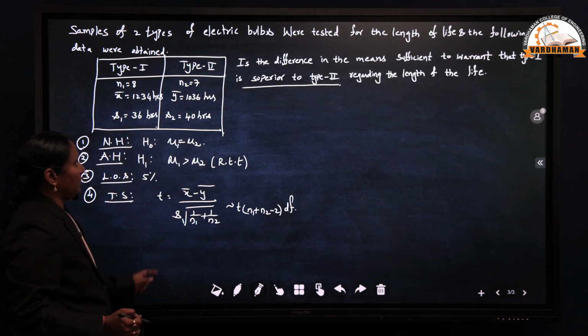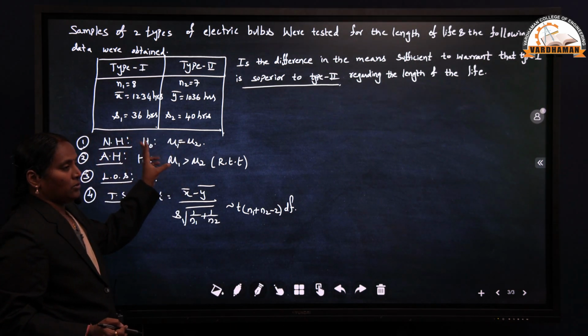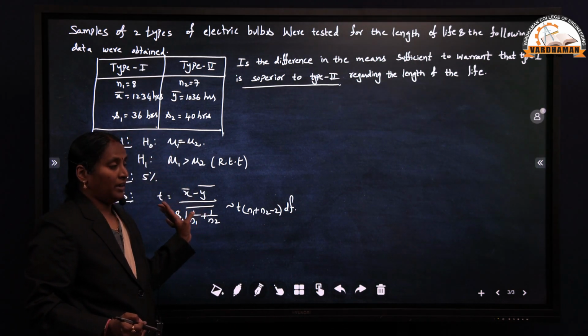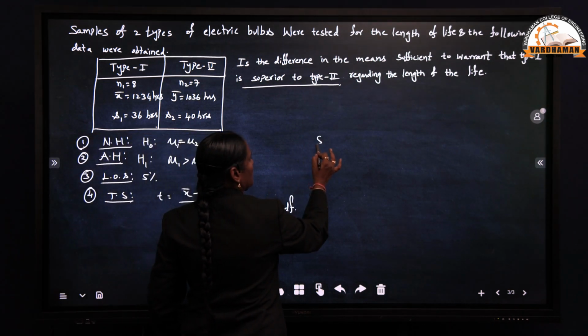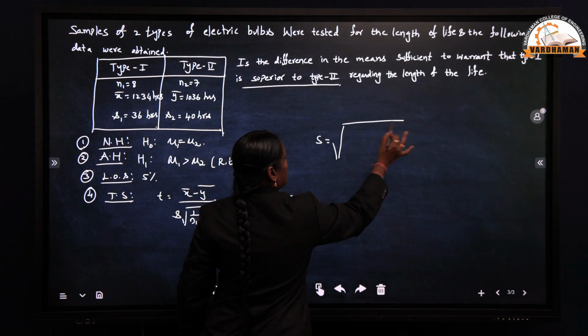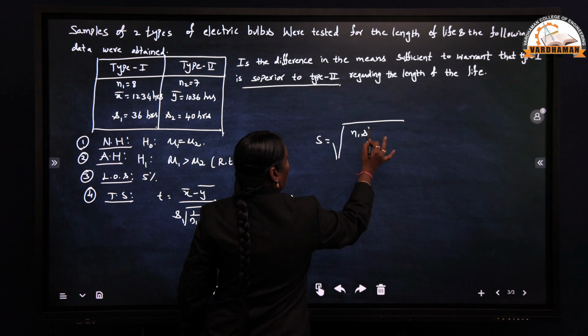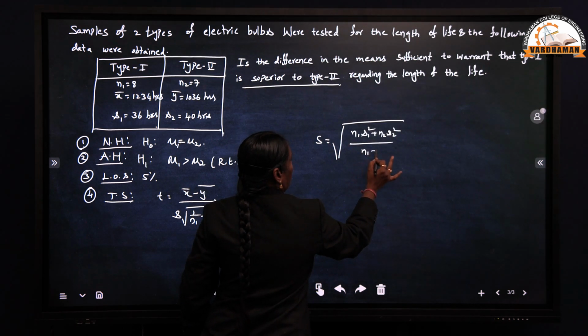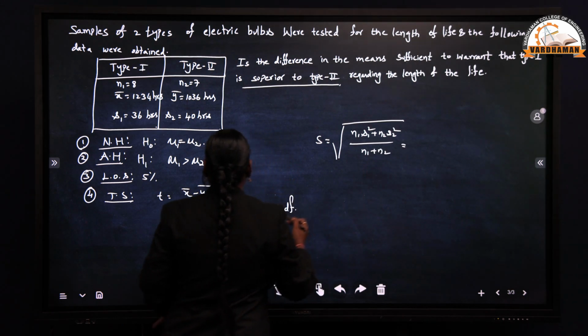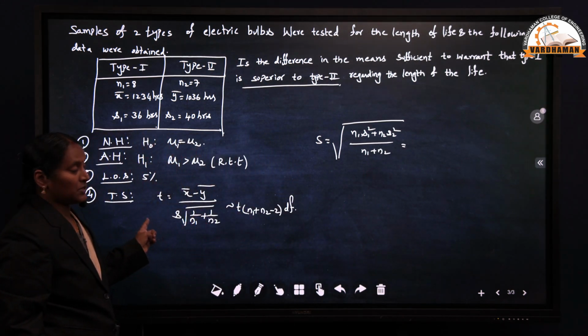In the given problem, we have two standard deviations. We cannot use them separately, so we find the value of s, which is equal to the square root of (n1 s1 square plus n2 s2 square) by (n1 plus n2). We can find the value of s by using this formula.